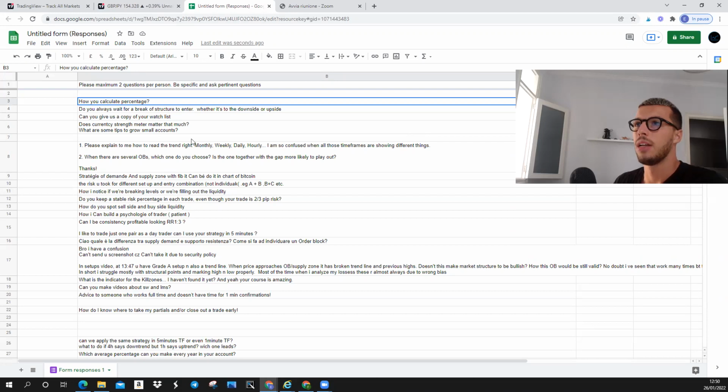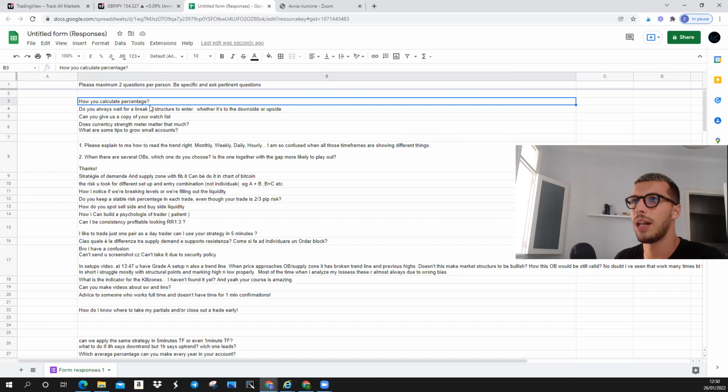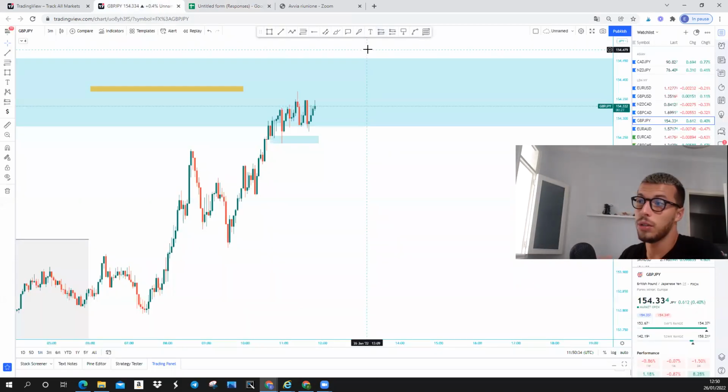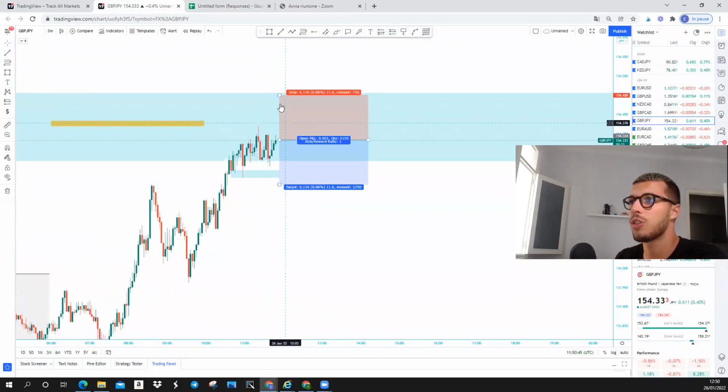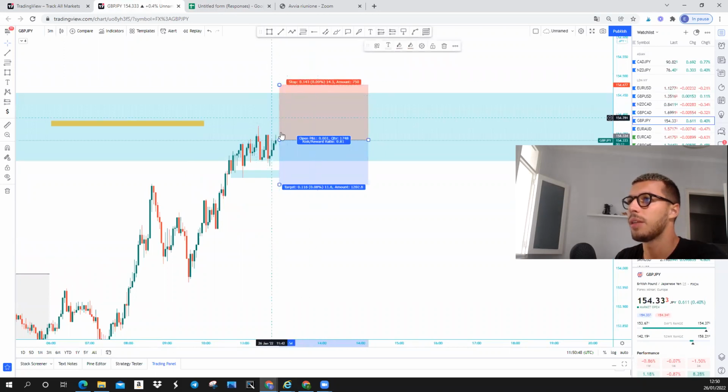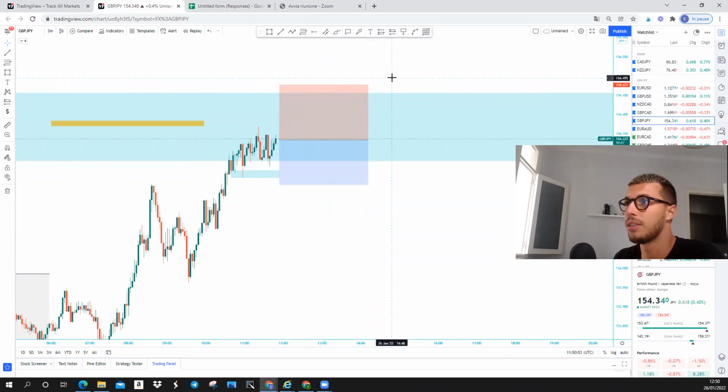So let's start. Okay, so first question, how do you calculate percentage? When you enter a trade, what I personally recommend, but this is of course your choice, is to risk between 0.5 and 1%. Now, for example, if we would enter this position on JPY with stop loss here, it means that if we go to stop loss, we are losing either 0.5 or 1%.